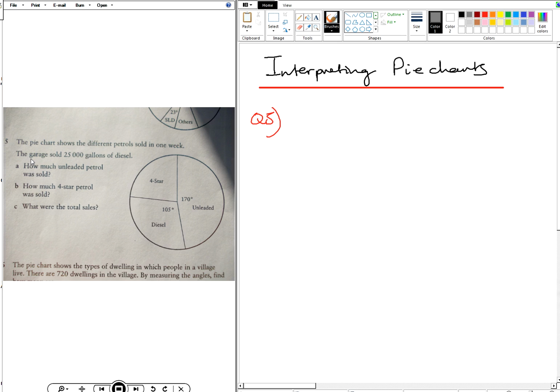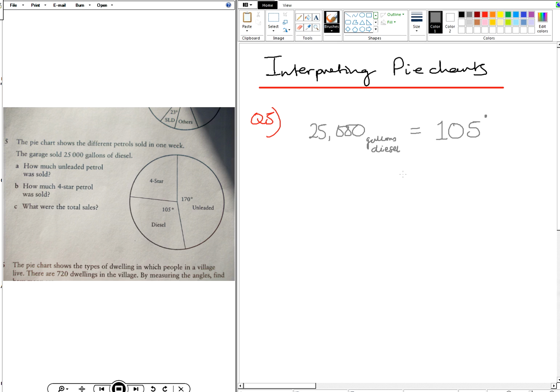Now, it says that the garage sold 25,000 gallons of diesel. So, before we do this question, we need to work out what each degree is worth. So, let's have a look. 25,000 gallons of diesel is the information they gave us. What is that equal to? On the diagram, if you look at diesel, what is diesel equal to? 105 degrees.